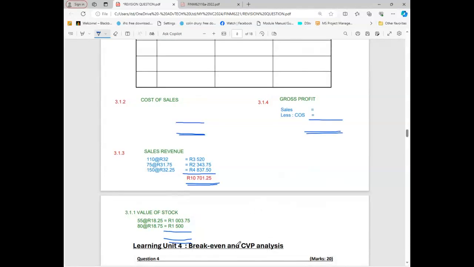The value of stock. I'll give you the amount, sir. It's 2,503.75. Like this. Yes, sir. That is the value of stock. Okay, okay, sir.